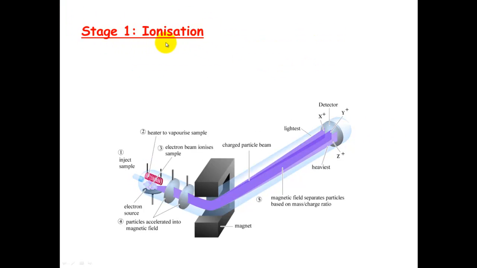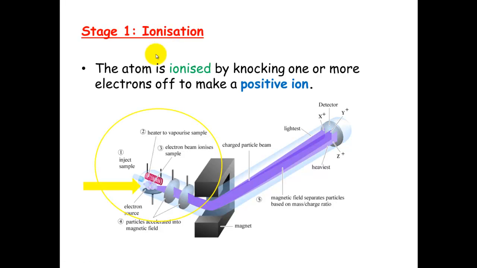Stage 1 of mass spectroscopy involves ionization. We have to turn the atoms into ions, and this is where this happens, right at the front of the unit. The atom is formed into an ion by using electrons to knock off one or two electrons to make it a positive ion. And generally we're only trying to knock off one electron to make it a positive 1 ion.